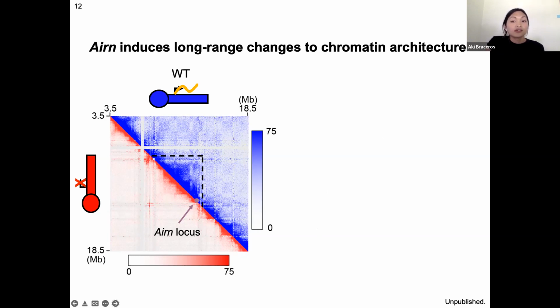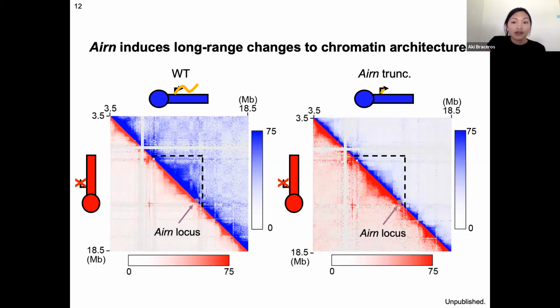But to really convince ourselves that this was due to Airn expression, we also performed Hi-C in the Airn truncation cells. And so now when Airn is absent on both alleles, these two alleles are essentially the same, or we at least lose all those long-range contacts that were on the original paternal chromosome. And so now we became interested in identifying the regions that interact with Airn.